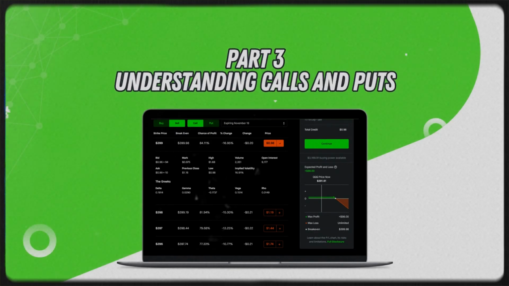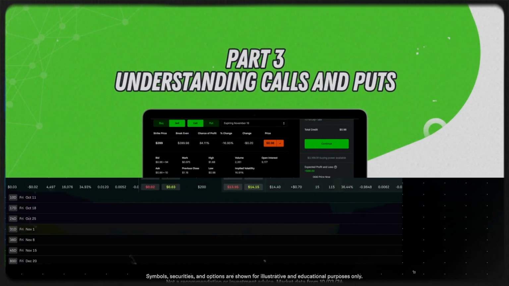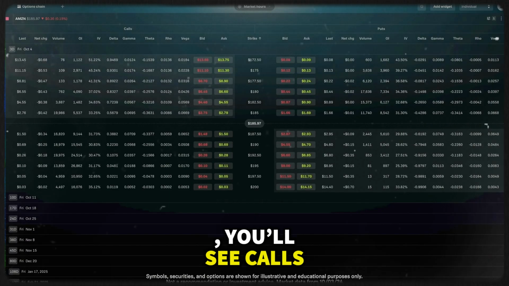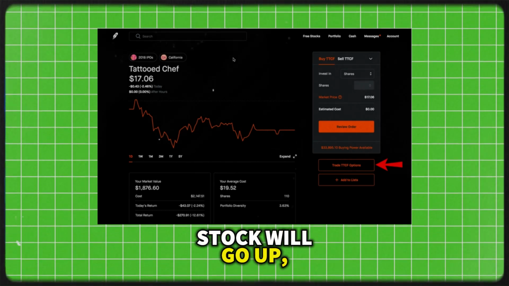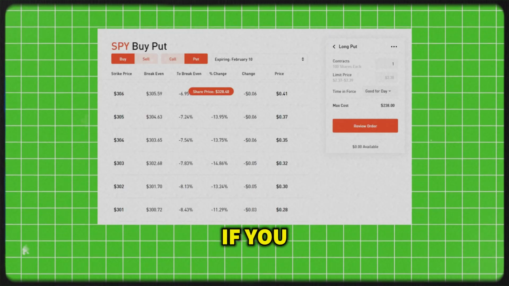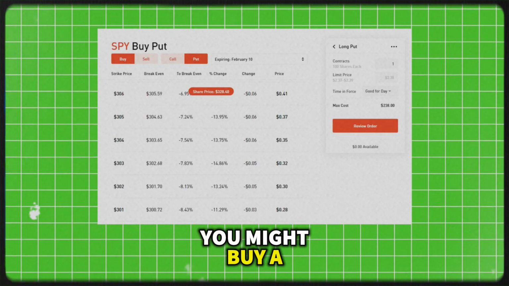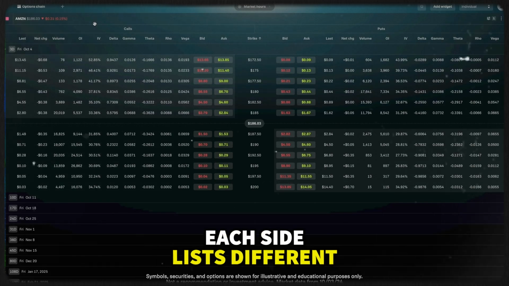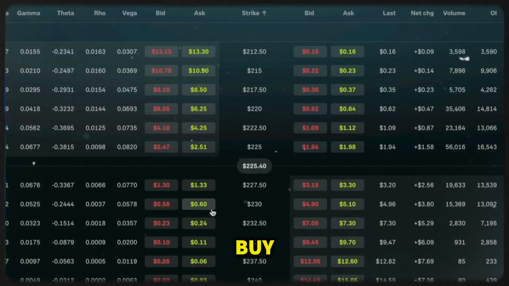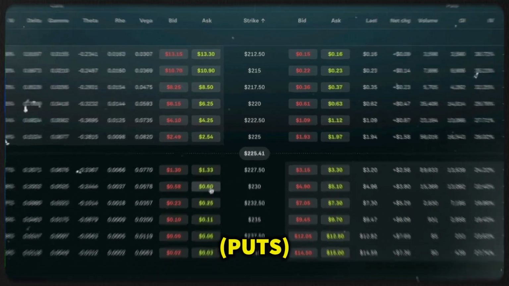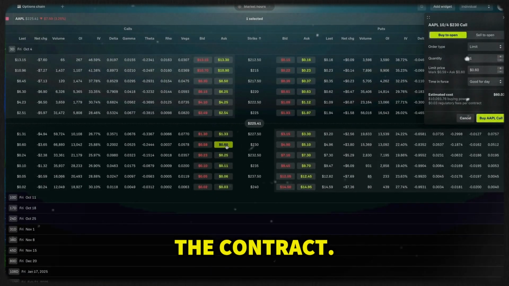Part 3. Understanding calls and puts. On the left side, you'll see calls, and on the right side, puts. If you think the stock will go up, you might buy a call. If you think it'll go down, you might buy a put. Each side lists different strike prices. These represent the stock price at which you'd buy (calls) or sell (puts) if you exercise the contract.